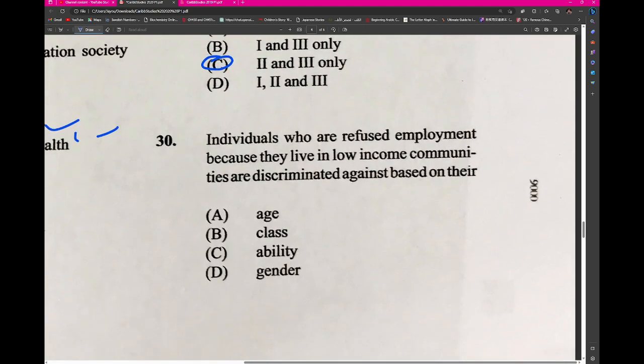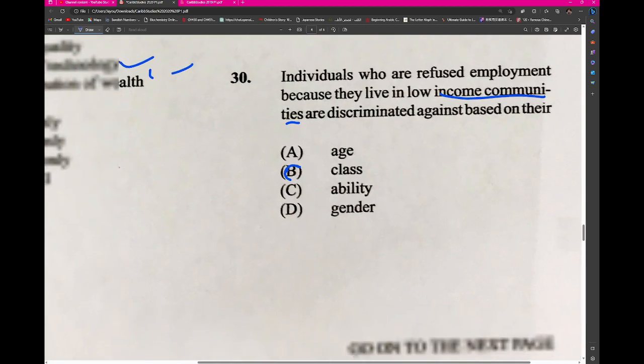30, individuals who are refused employment because of the low income communities. This is class stratification and discrimination.